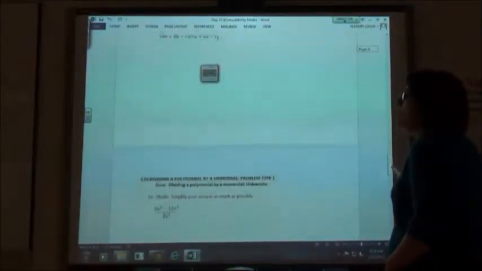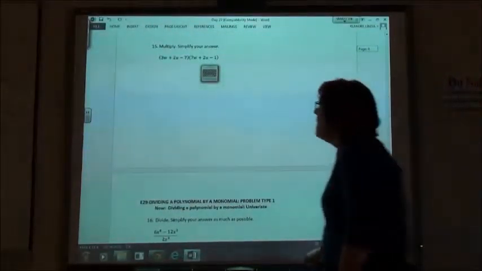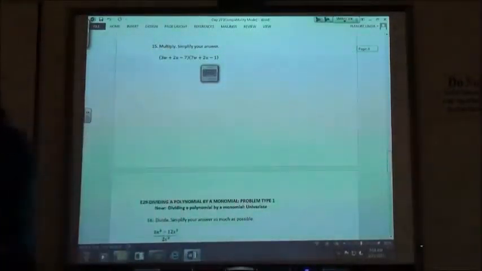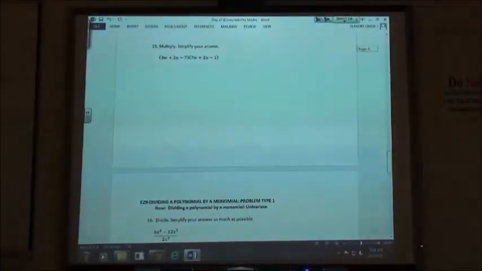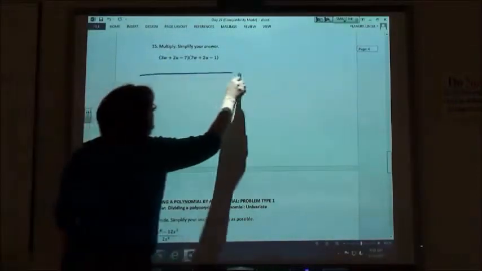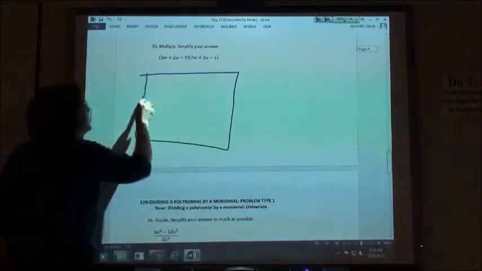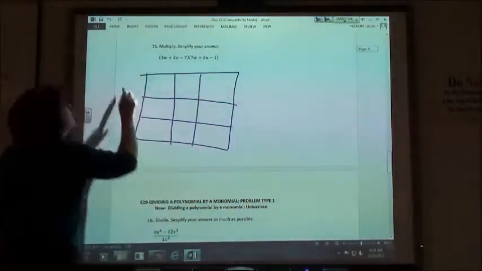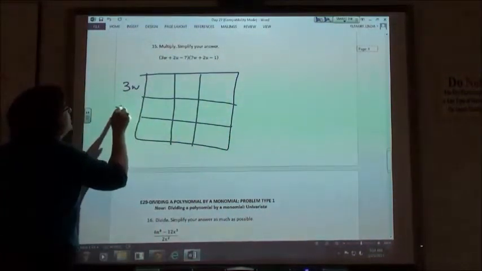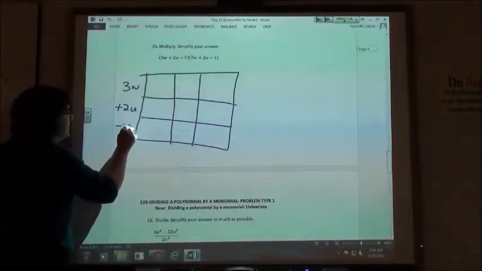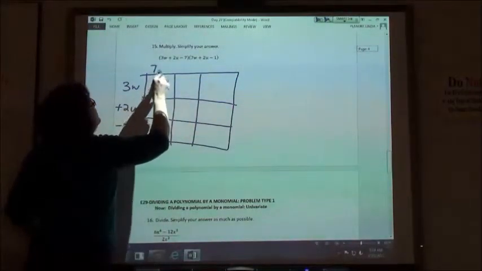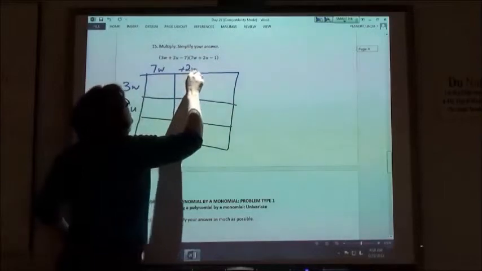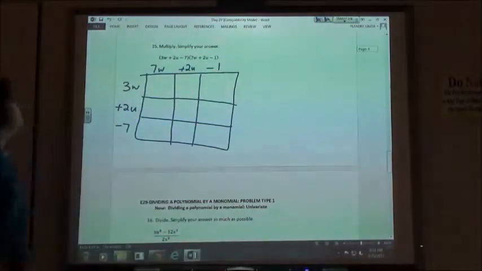So number 15, now it's even a little bit longer. We have 3 of them times 3 of them. Do you want to use the boxes, or you just want to multiply it out the long way? Just use the boxes. Make my boxes a little bigger so I have more room to write. So 3 by 3, we want this one to be. So we have a 3w plus a 2u minus a 7 times 7w plus 2u minus 1.